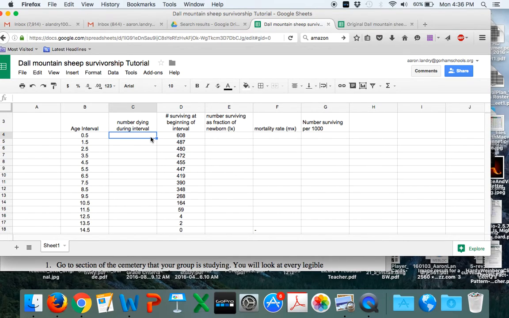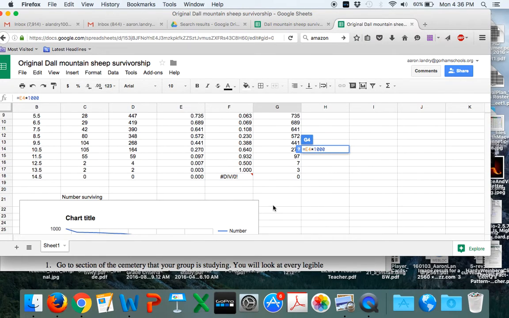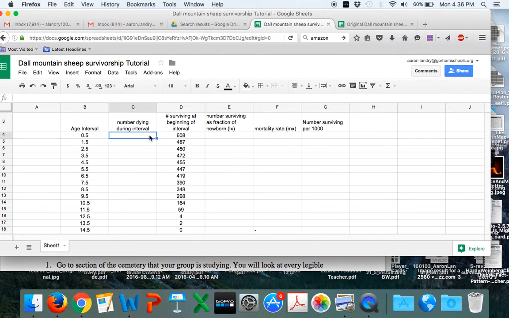Now, if we look here, we can see that in this interval, a certain number die between here and here. So this is the interval between 0 and 1.5. To figure that out, we are going to do this minus this. Oops, I see I did that backwards. I got a negative number. We know we don't want a negative number, so it's going to be this minus this one. Okay, so 121 die during that interval.